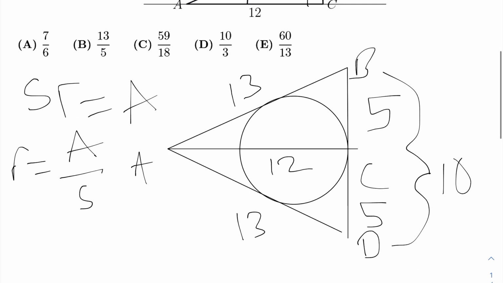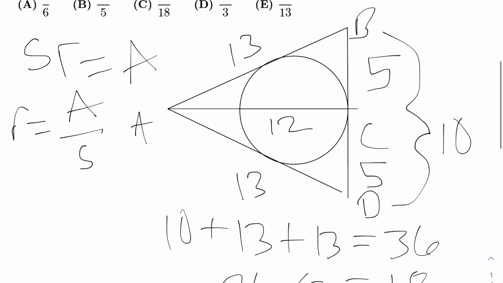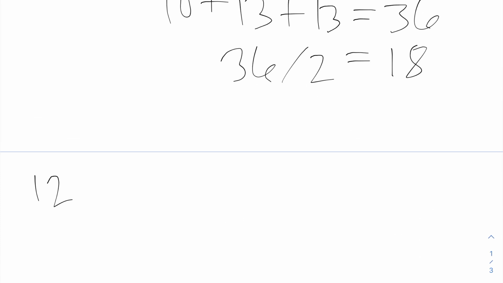So first, let's find the semi-perimeter. 10 plus 13 plus 13 is equal to 36. And the semi-perimeter is half of the perimeter. So we divide 36 by 2, and that will give us 18. The area is also easy to find. We have that BD is 10 and AC is 12, right here and right here. So 12 times 10 divided by 2 will give us 60.